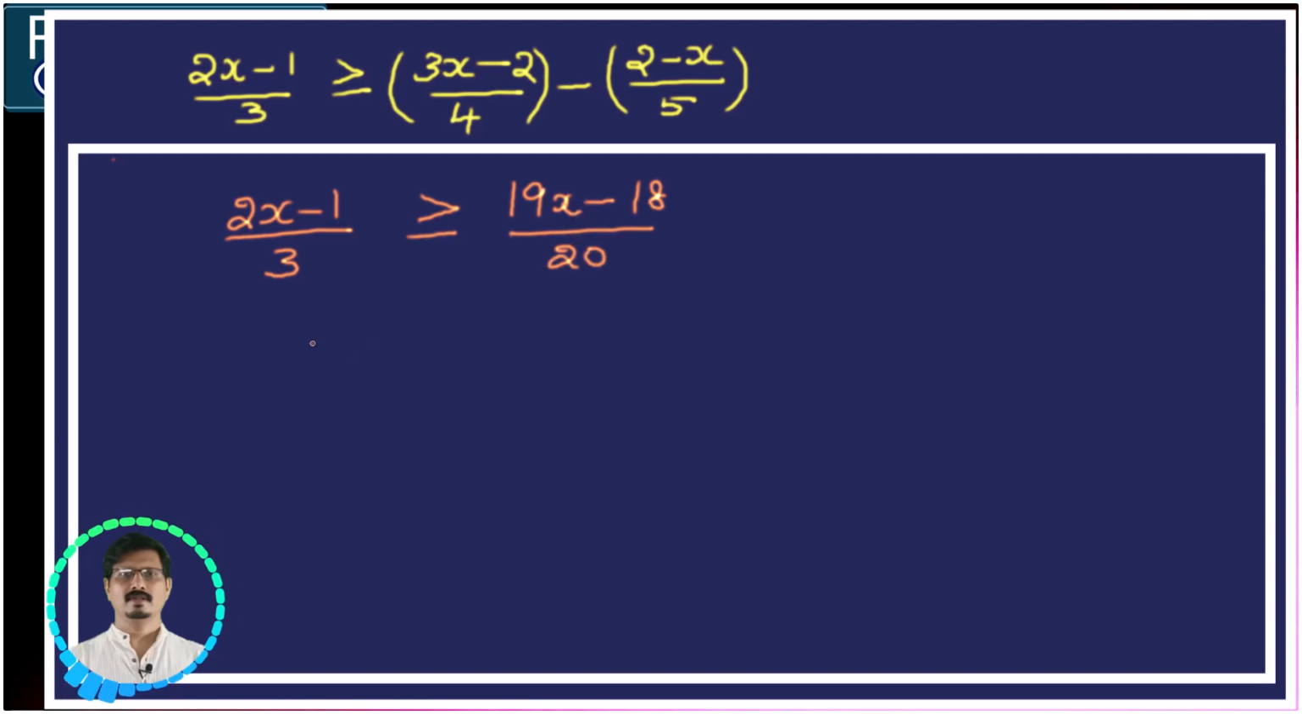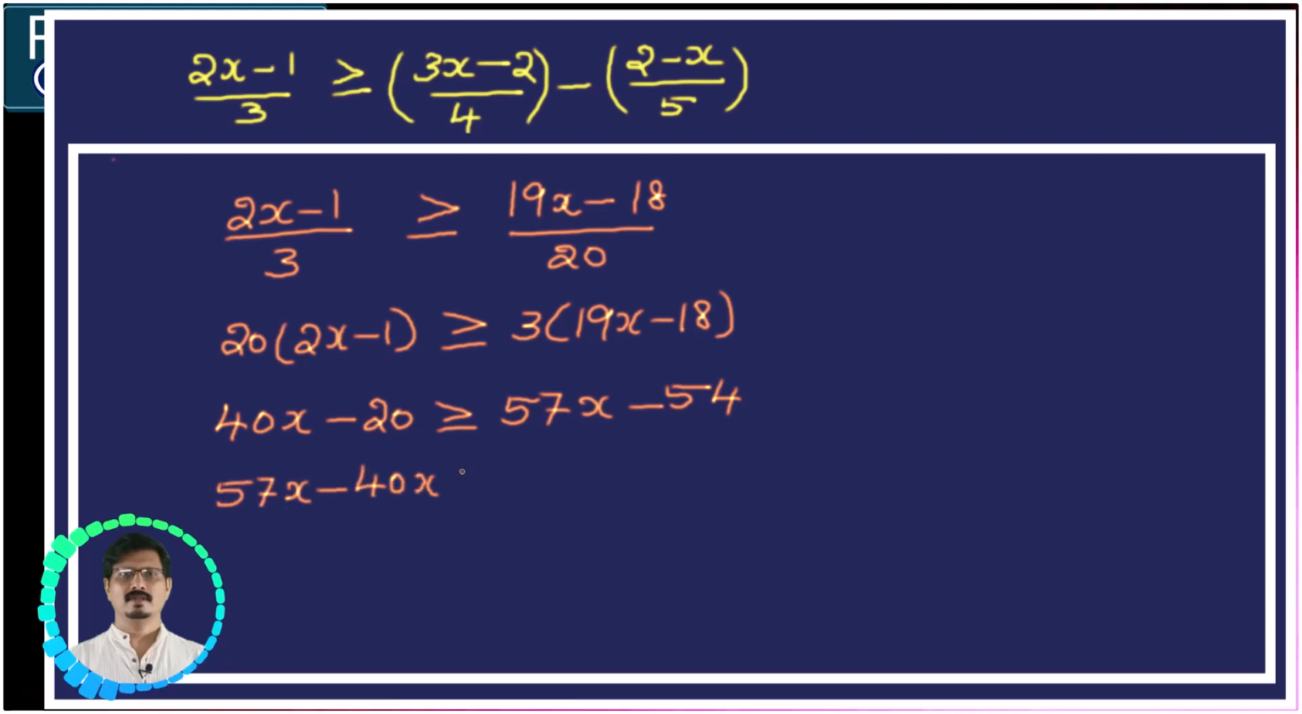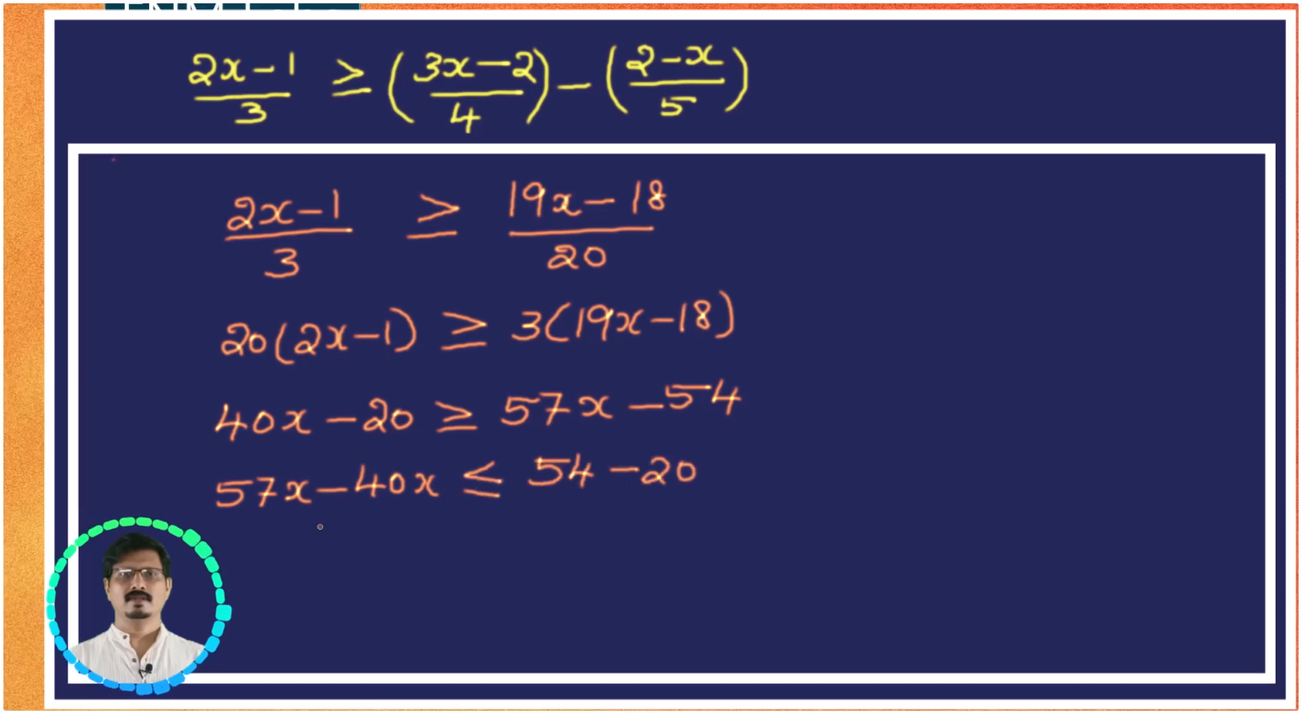So we can make again the cross multiplication. We get 20 times (2x minus 1) is greater than or equal to 3 times (19x minus 18). That means 40x minus 20 greater than or equal to 57x minus 54. Now grouping the variable terms and the constant terms separately, we get 40x minus 57x less than or equal to 54 minus 20.